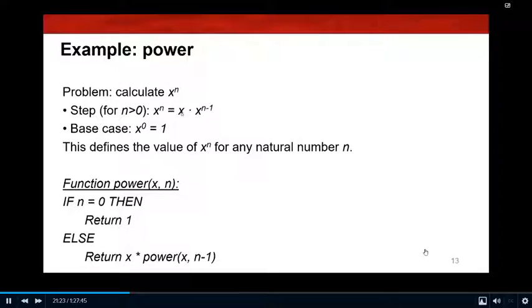X to the power of 4 is the same thing as x times x cubed, and so on and so forth. Yes, do we all remember that? And so we have here a base case, and how we build on that base case for more complex, or in this case, for bigger numbers, okay?